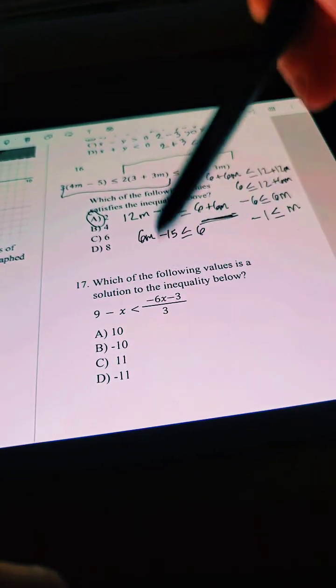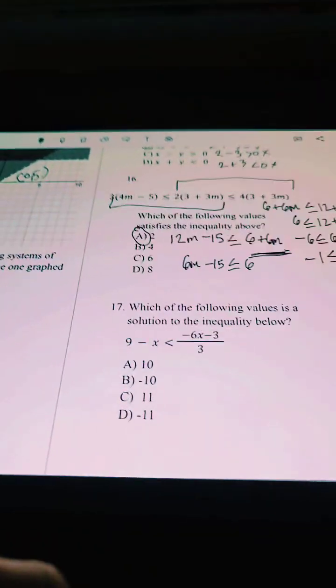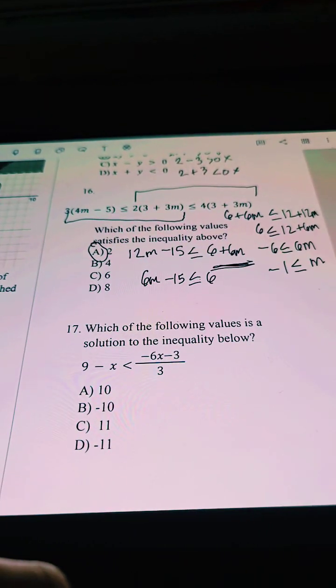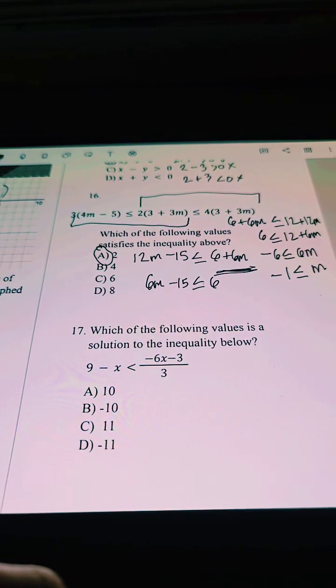Let me get rid of that. Okay, so now with what?